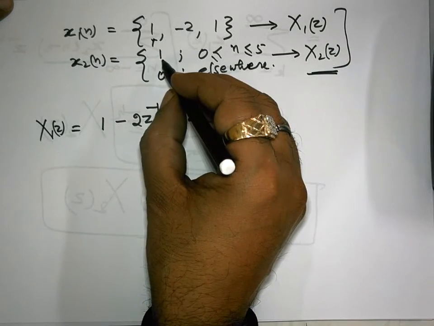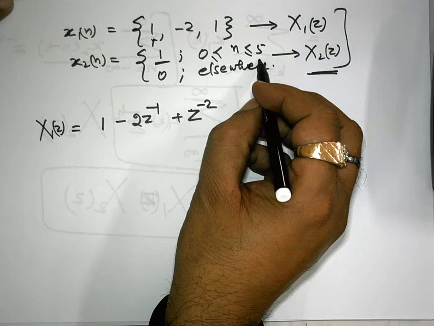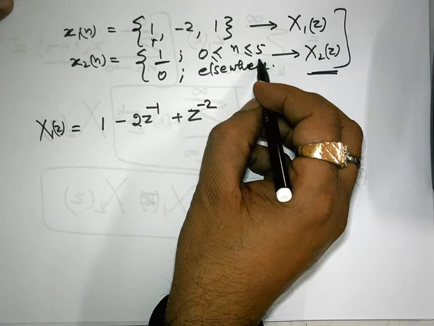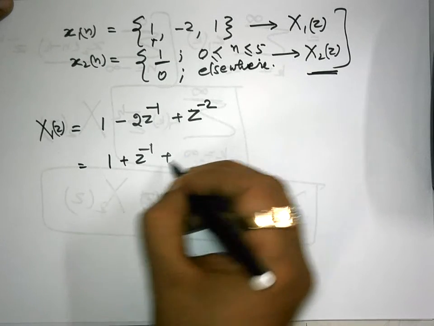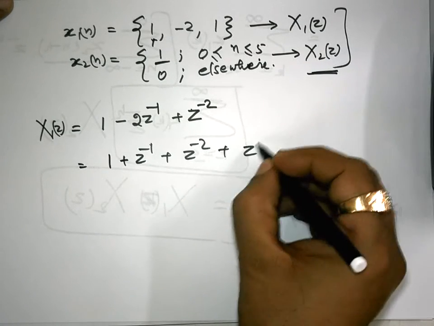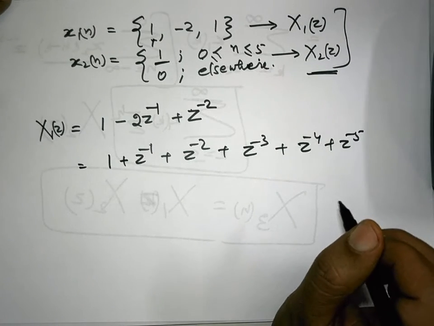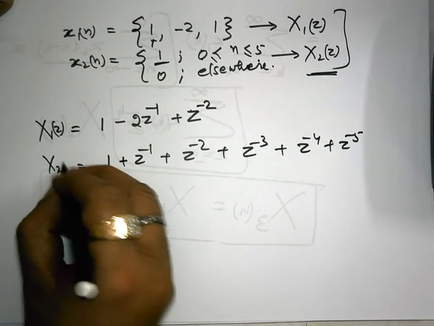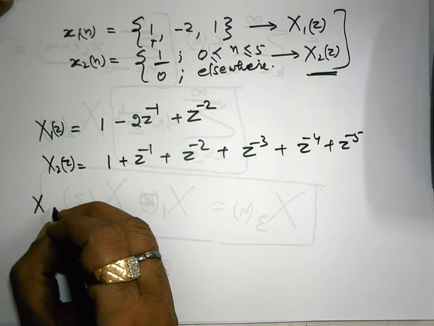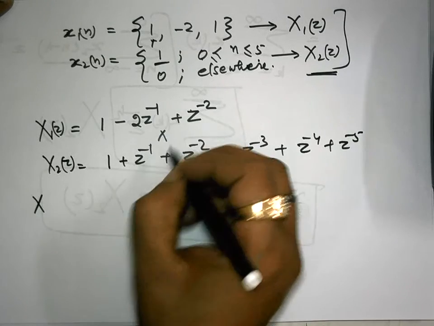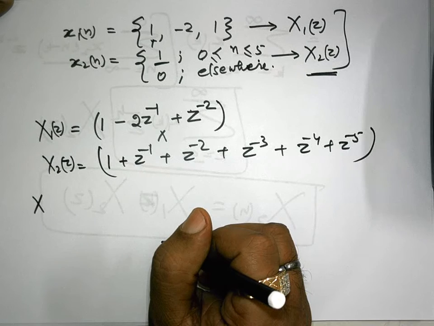And what is the Z transform of this signal? This signal has value 1, ranging from n equal to 0 to 5. So its Z transform will be 1 plus z inverse plus z to the power minus 2, z to the power minus 3, z to the power minus 4, and z to the power minus 5. Now to evaluate the Z transform of the convolved version of the signal, we need to multiply these two polynomials only. So this is now a problem of polynomial multiplication.